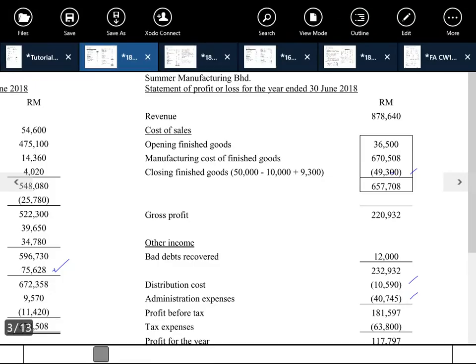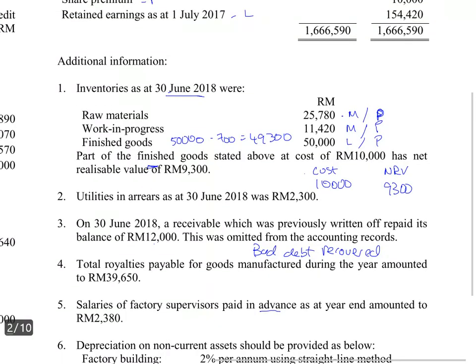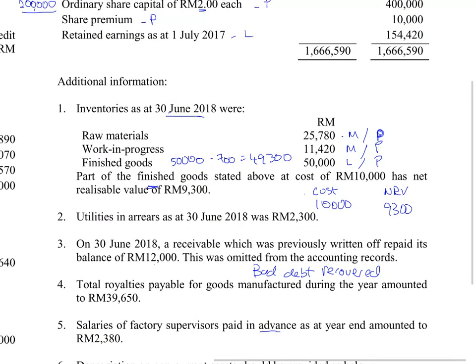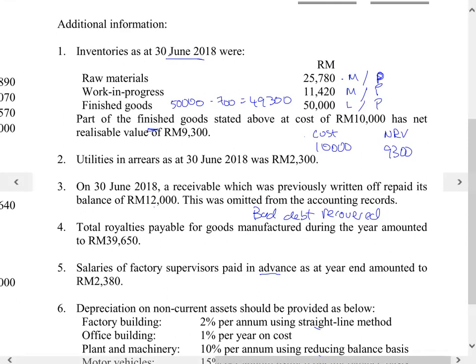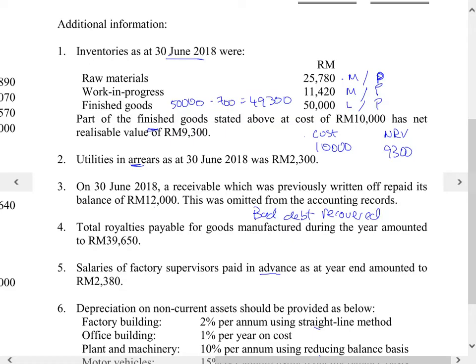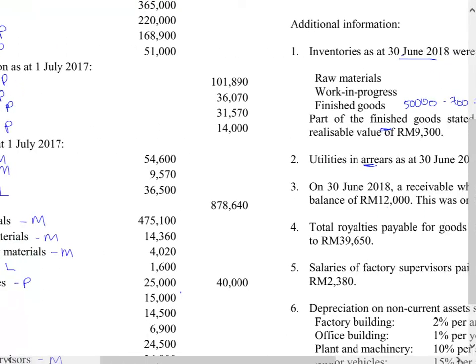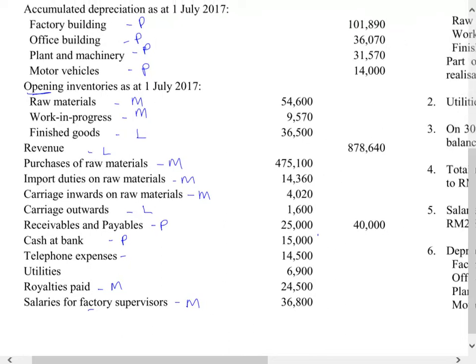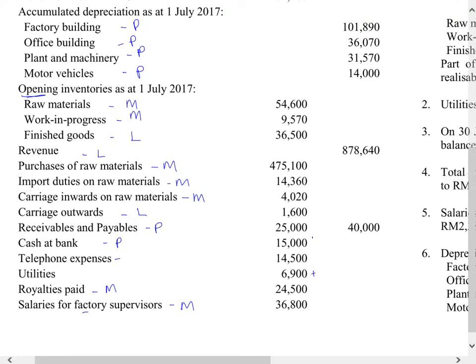Back to question. So note 1 setup. Note 2. Utilities in arrears means outstanding, means haven't paid. Haven't paid, we need to accrue. Accrue plus or minus? Plus. So utility we plus 2,003. Then will this also appear in your current liability accrual? Yes.